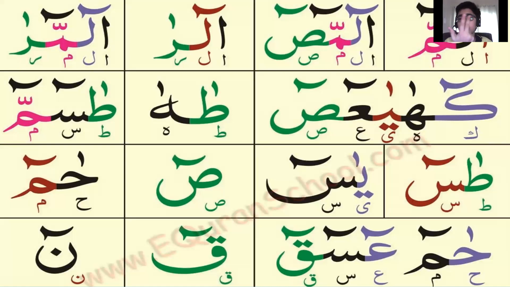Ta sin meem. So here I read the letter ta by raising and relaxing 2 fingers, and the letter sin by raising and relaxing 5 fingers, and then joining the letter sin with the letter meem, and then I read the letter meem by raising and relaxing 5 fingers. So now let's move on to the next one.